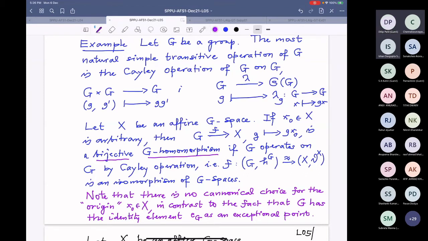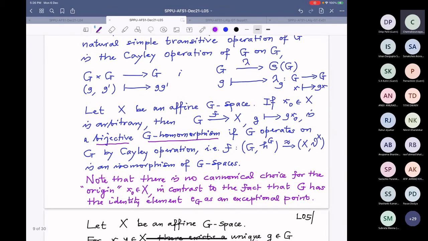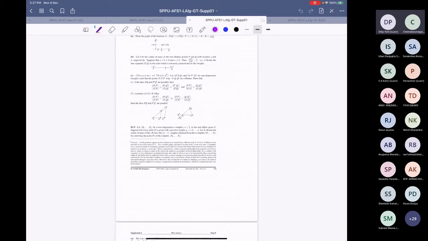And now I have written some note. Note that there is no canonical choice for the origin x naught in X, in contrast to the fact that G has the identity element e_G, which is an exceptional element. This comment makes very much sense. At this point, I would also remind you to have a look at the supplement which I wrote. You should look at the supplement.